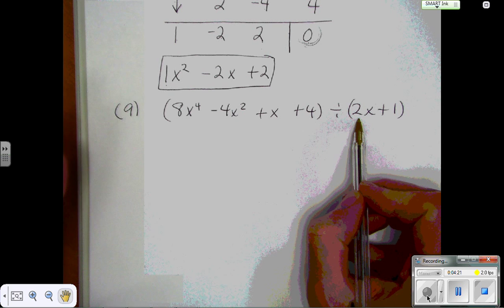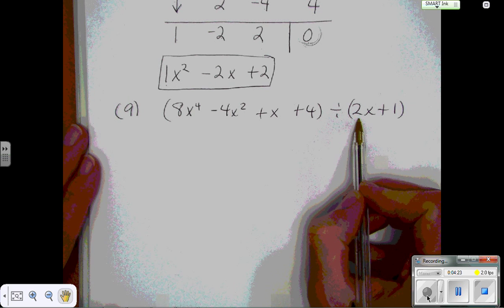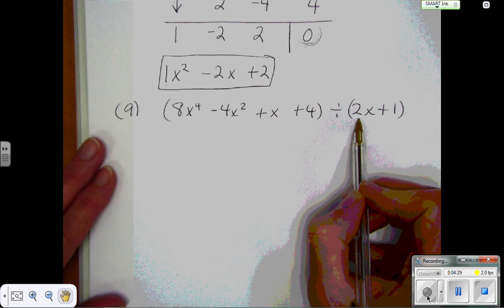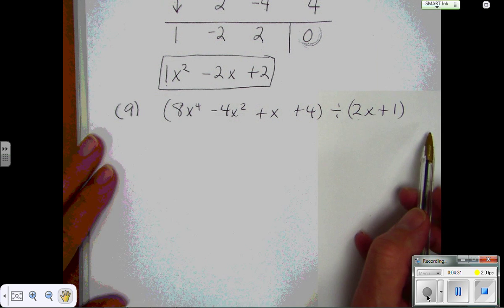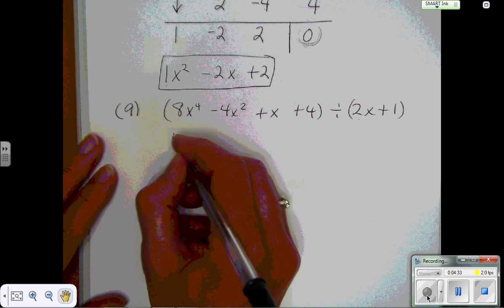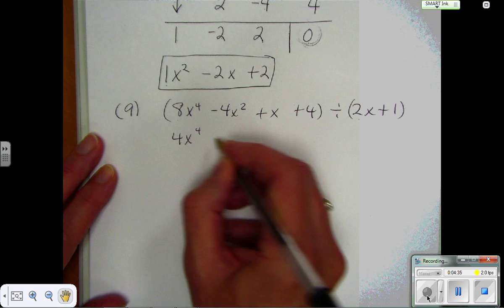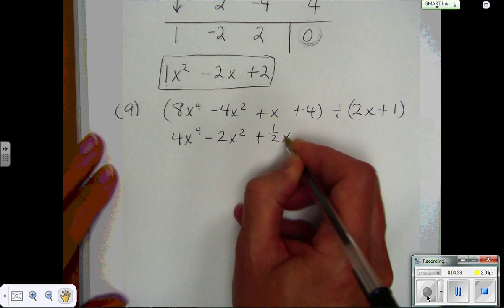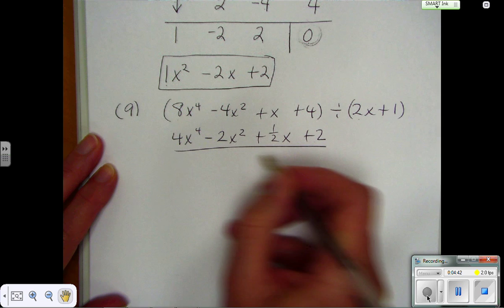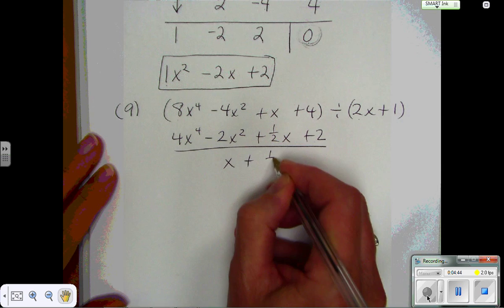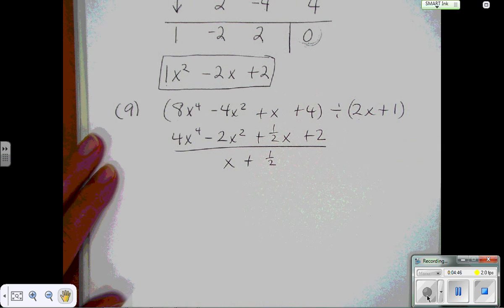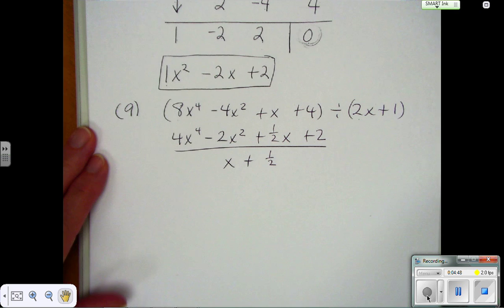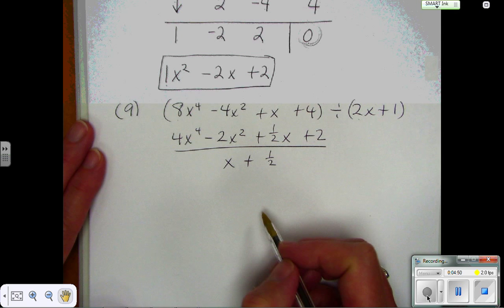When you divide synthetically, the denominator variable has to have a coefficient of a positive 1. So I've got to divide everything by 2. That means I'm going to have 4x to the fourth minus 2x squared plus 1/2 x plus 2, all over x plus 1/2. It's still going to work out just fine, but you're going to have a few fractions.